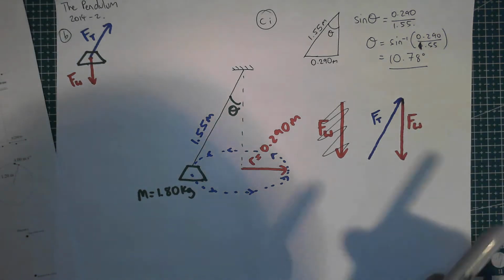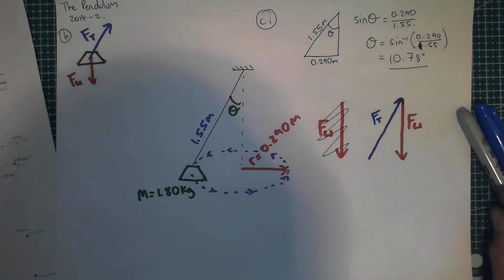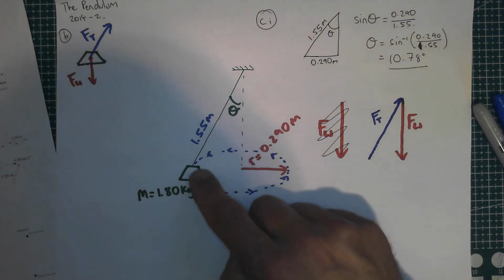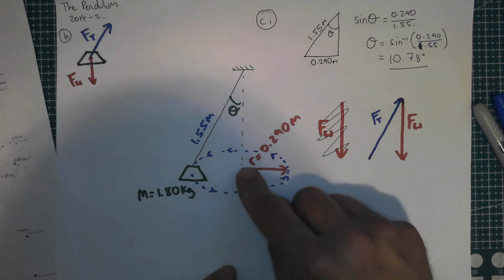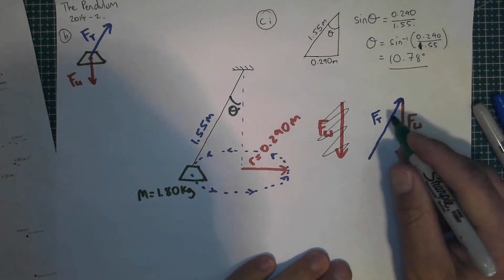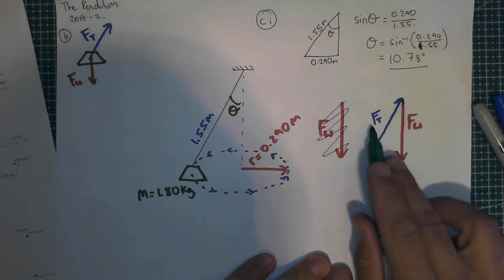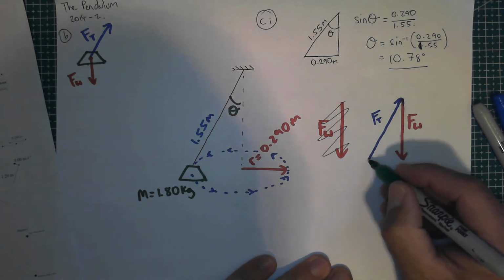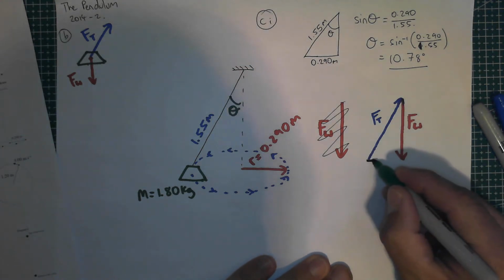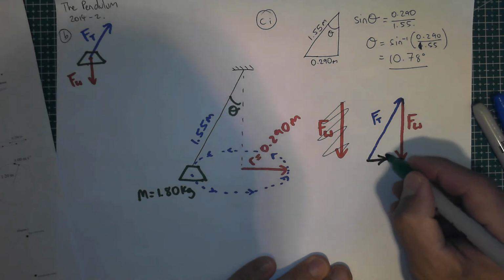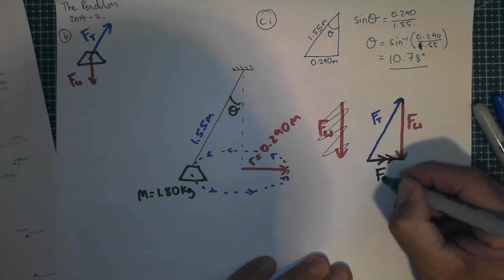In the conical pendulum, the vertical forces are balanced, so the mass doesn't accelerate upwards or downwards, which means the centripetal force must be horizontal. And it is the resultant, or the total force of these two forces. And the total is drawn from the first tail to the last head. So this is the centripetal force here.